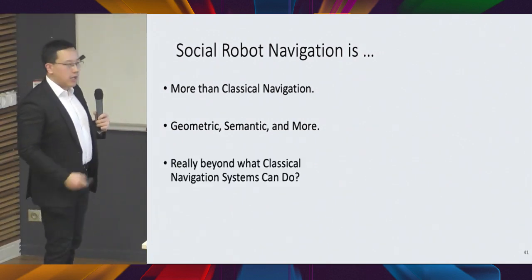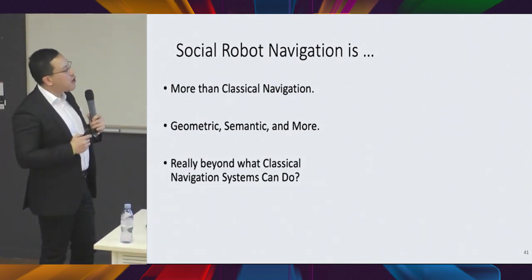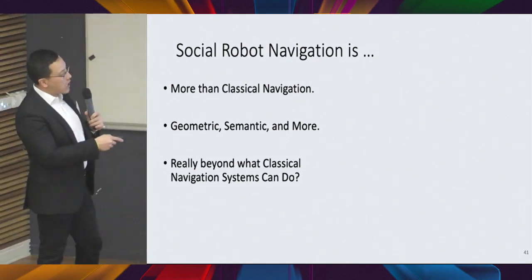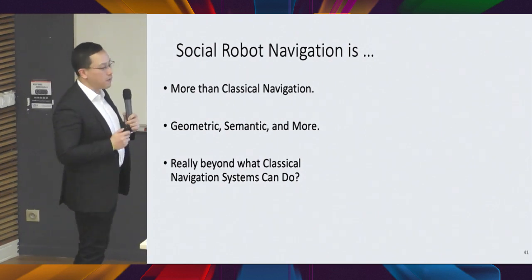So that's geometric, semantic, and even more. And third, it's not really an assertion here, it's a question. Is social robot navigation really beyond what classical navigation systems can do? It looks a little bit contradictory to the first one, but I will explain that in a few minutes.